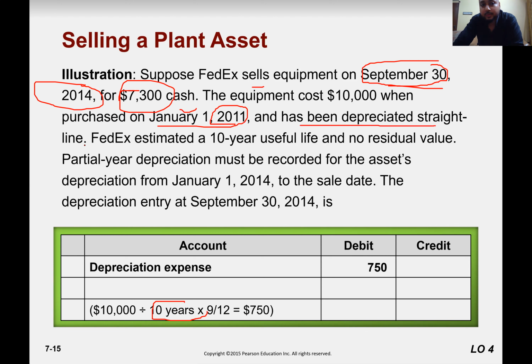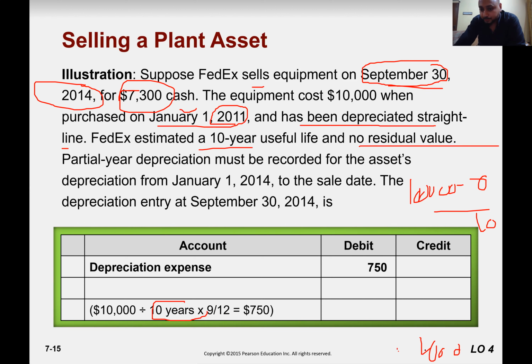...been depreciated straight line, its useful life is 10 years, and it had no residual value. So what is the per year depreciation? 10,000 minus 0 divided by 10. The answer would be 1,000. So the per year depreciation is 1,000, right?